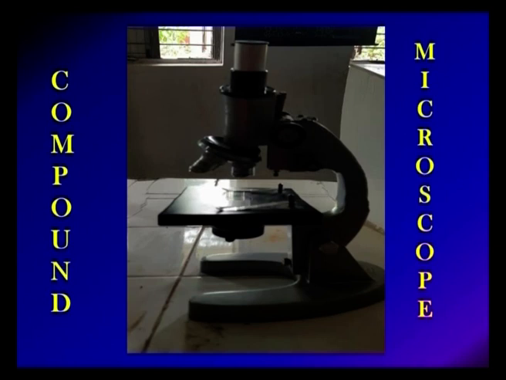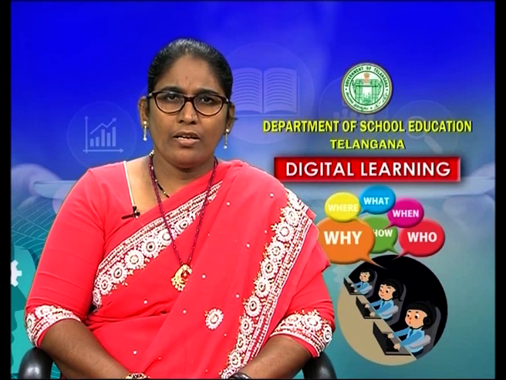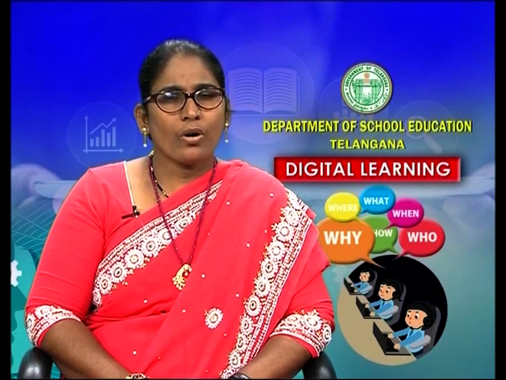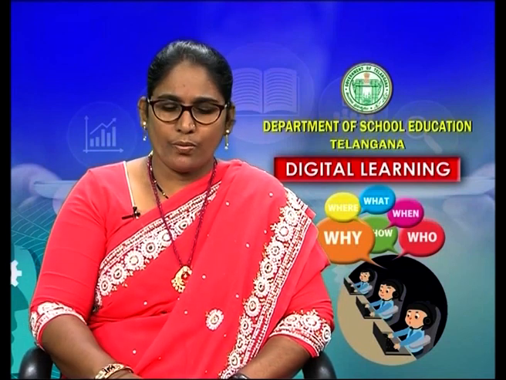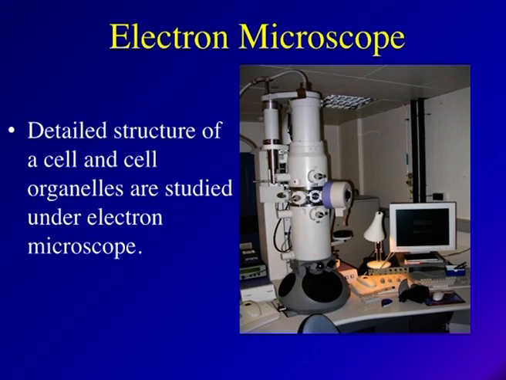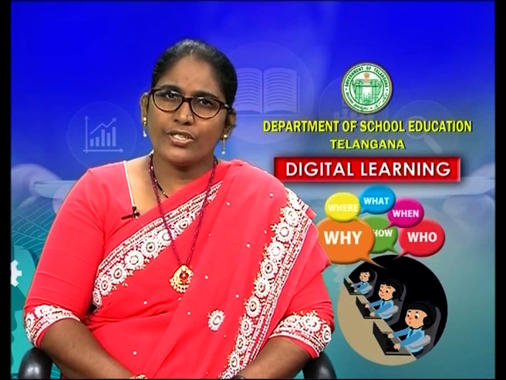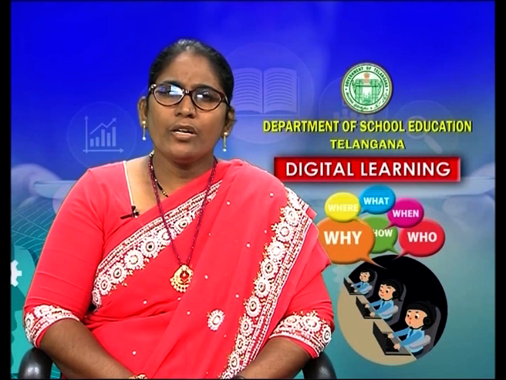But to study the detailed structure of a cell and the cell organelles, we require another microscope called the electron microscope. This is an electron microscope. The detailed structure of a cell and the cell organelles are studied under the electron microscope. The electron microscope was discovered by a scientist named Ernst Ruska in the year 1931. He was a German engineer and academic professor.